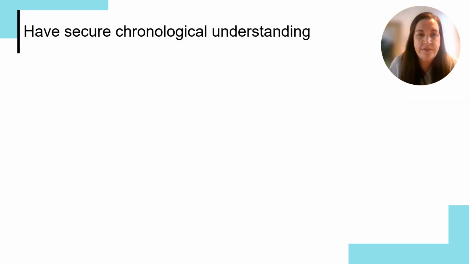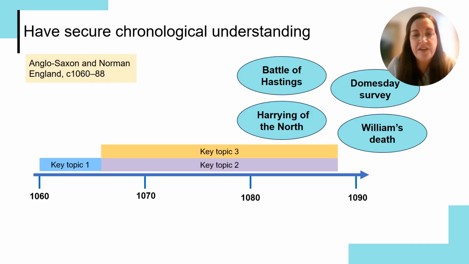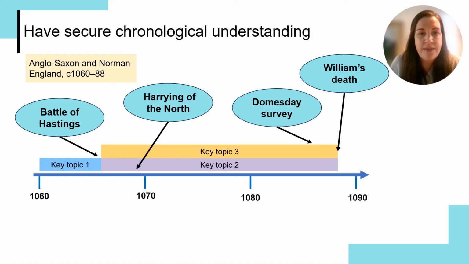This is not a test of historical dates, but you do need to have sound chronological understanding. For example, take these 4 different events. Can you put them into the correct chronological order? Do you know which one comes first? This is how they work together, and this is where they feature within the different key topics.